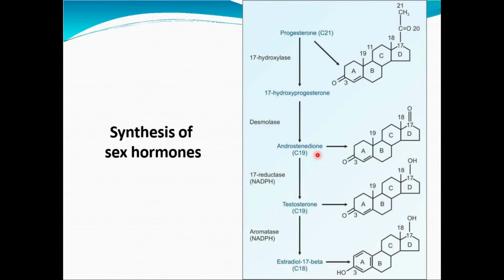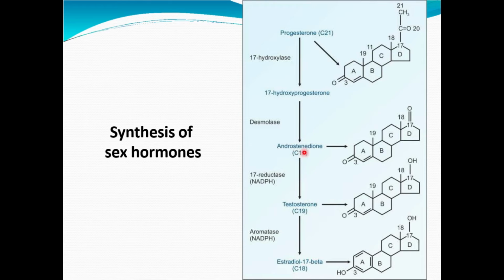Androstenedione, along with testosterone, both of these molecules diffuse across the basement membrane and are subsequently aromatized to estrone by the granulosa cells.